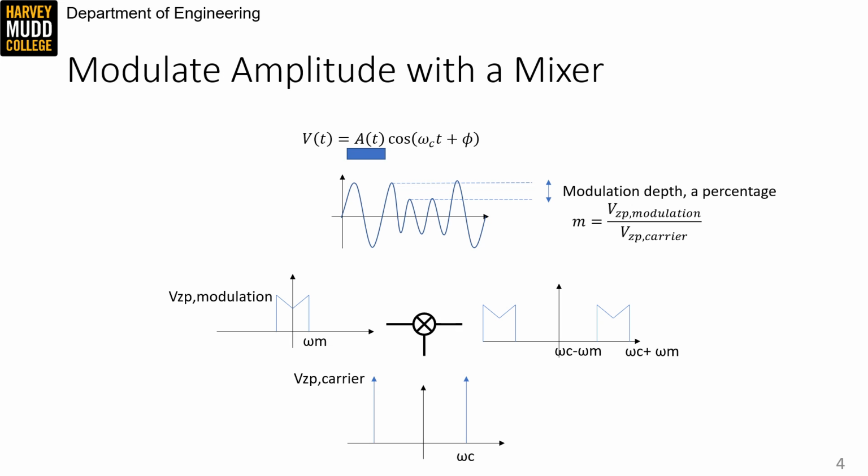Multiplication in the time domain is convolution in the frequency domain, so we get two copies of the modulating signal, one at each of the peaks of the carrier. Amplitude modulation is often said to be bandwidth inefficient because the signal that appears at each of the carrier peaks has twice the baseband bandwidth. If you consider only the positive spectrum, the baseband signal has a bandwidth of omega m, while the RF signal has a bandwidth of 2 omega m. Single sideband modulators can fix that issue.